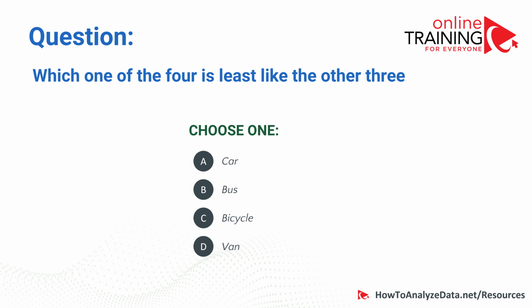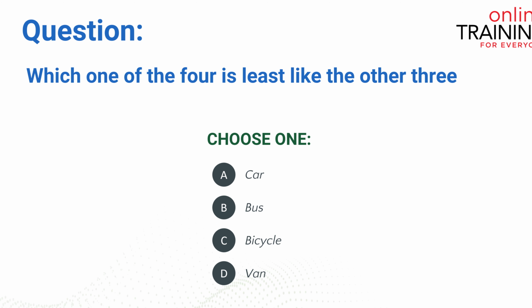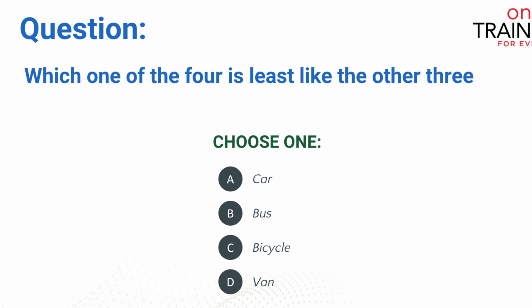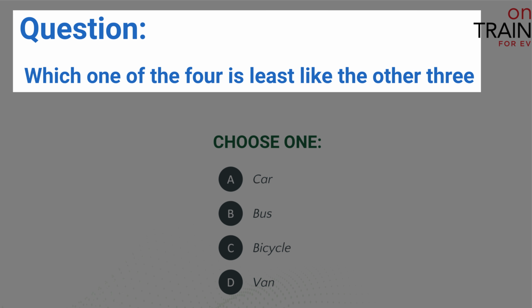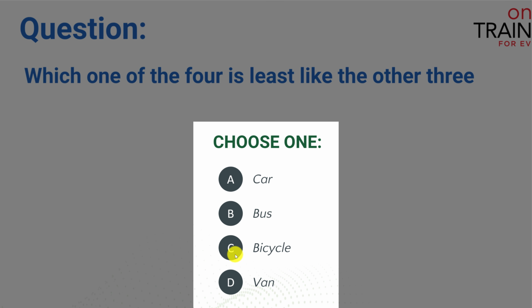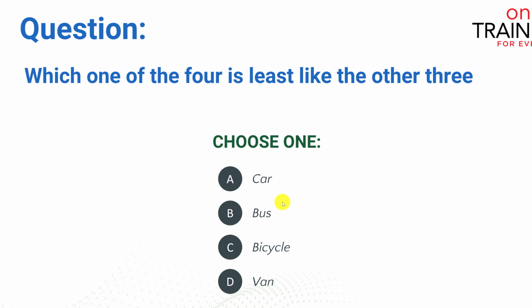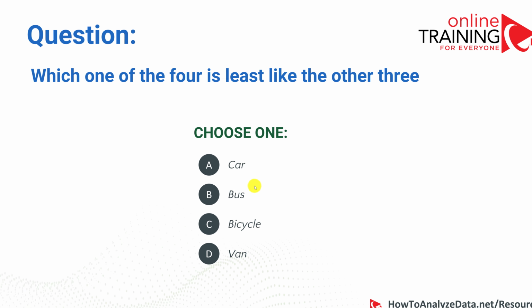Let's look at the question which tests your knowledge of logical reasoning, which is very frequently used as part of psychometric tests and aptitude tests. Which of the 4 is least like the other 3? And you have 4 choices: car, bus, bicycle, and van. Multiple different options here. You can arrange all these items by size, by weight, or maybe by something else. Do you think you know the answer?